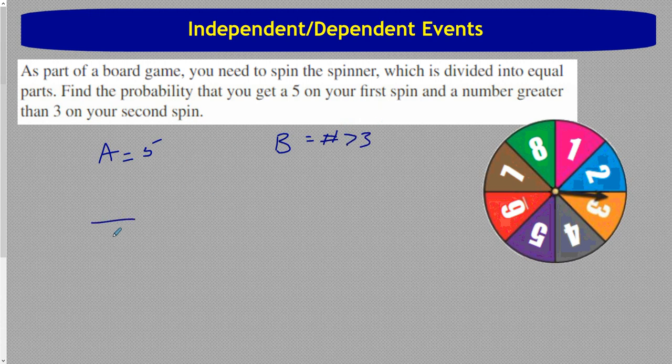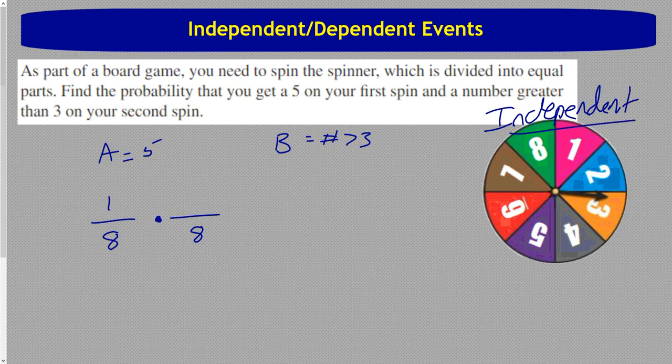So on the first spin, there are 8 outcomes that could happen. We could get any one of these 8 things. They're equally likely. How many chances are there to get a 5? Well, just the one. We land on 5. Times how many places can it land the second time? Well, it could still land in any one of the 8. So these are independent events, so we're just going to multiply the probabilities together, right? Landing on 5 the first time does not make it any more likely to land on number 1 the second time. It makes no difference.